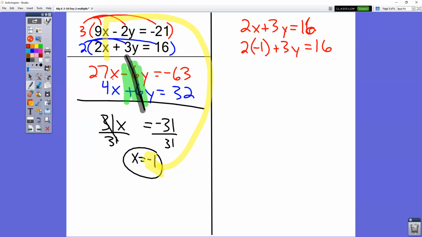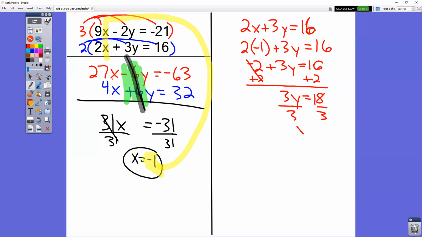So 2 times negative 1 is negative 2, plus 3y equals 16. Add 2 to both sides. So 3y equals 18. Divide by 3, divide by 3, y equals 6. So I got x equals negative 1 and y equals positive 6.